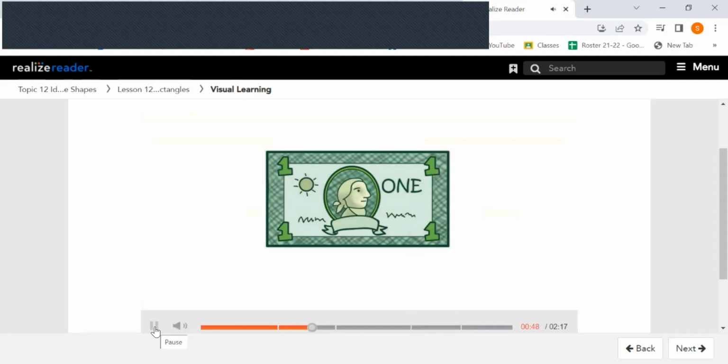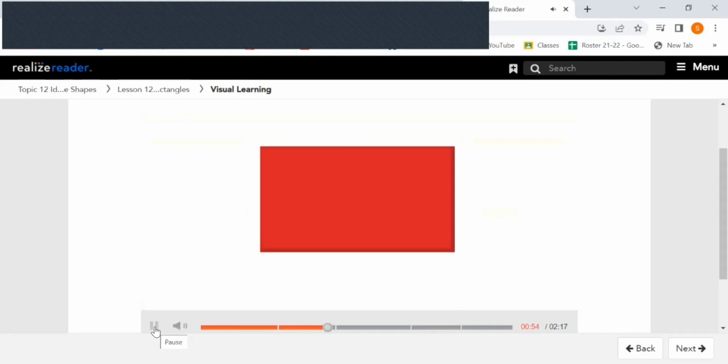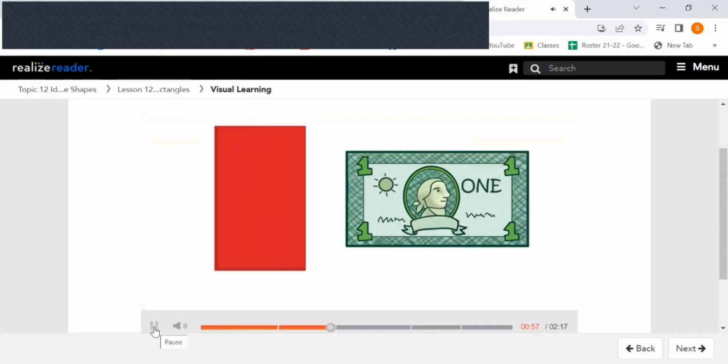What shape does this dollar bill have? The dollar bill has the shape of a rectangle. How do you know it is a rectangle? It has four sides and four vertices. The opposite sides are the same length.